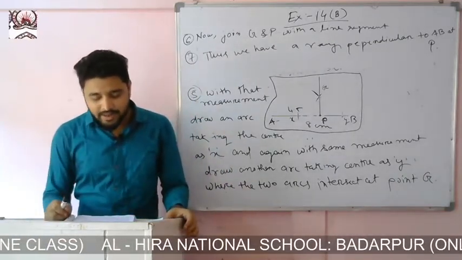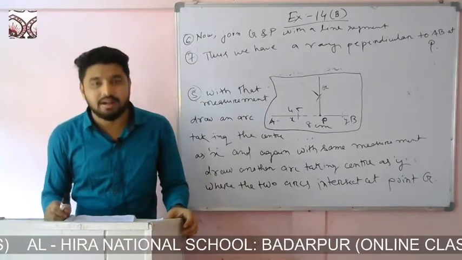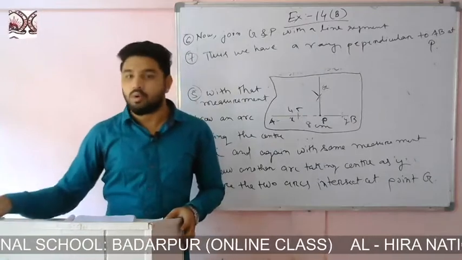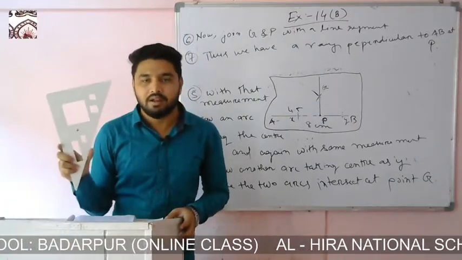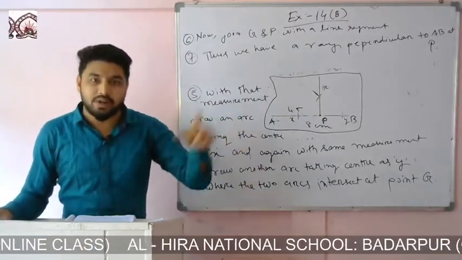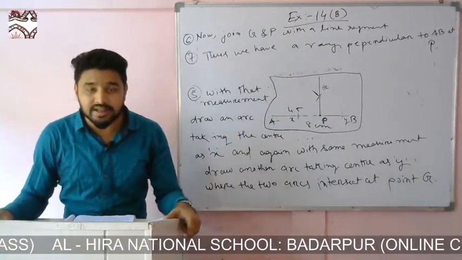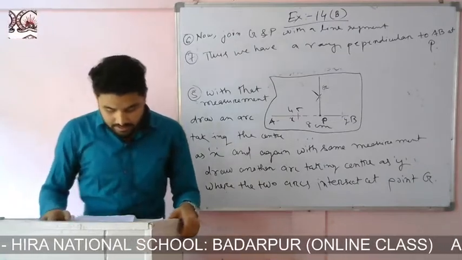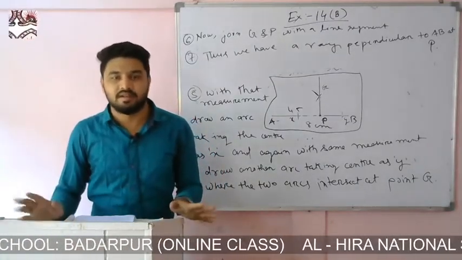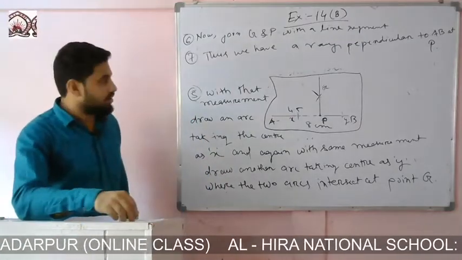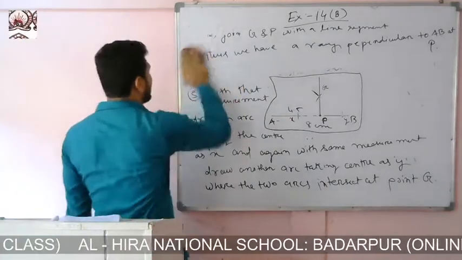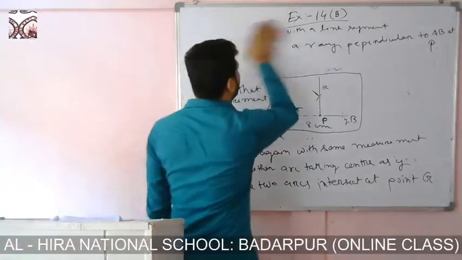Check using a protractor whether PMN equals 90 degrees. That means after constructing with the help of set square, after that we have to check by the protractor whether this PMN comes to 90 degrees or not. If it comes, then it is correct. Okay, so see how to draw. It's very easy to draw with the set square.